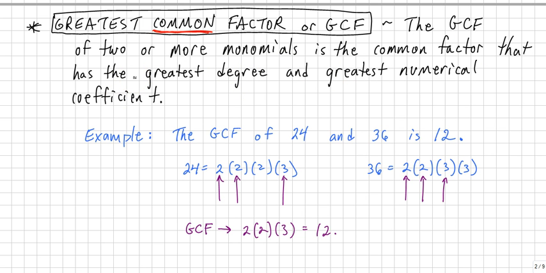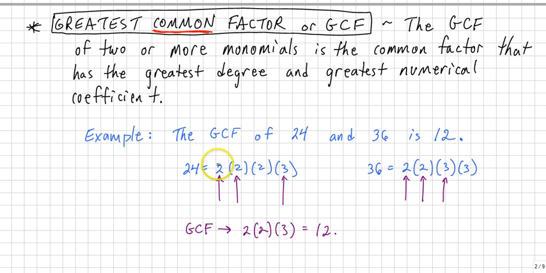So it's got to be factors that they have in common, and then as far as the variables go, it's the variable they have in common with the greatest degree, and then it's also the greatest numerical coefficient. So we're going to start with just numbers to get the hang of it, and then we'll do numbers and variables. So a quick example, the greatest common factor of 24 and 36 is going to be 12. And let's say you didn't know it was 12 and you're trying to come up with it, you can just take the two numbers, 24 and 36.